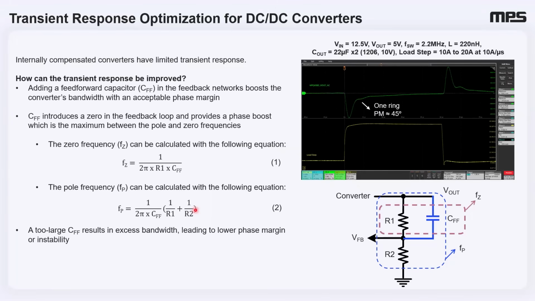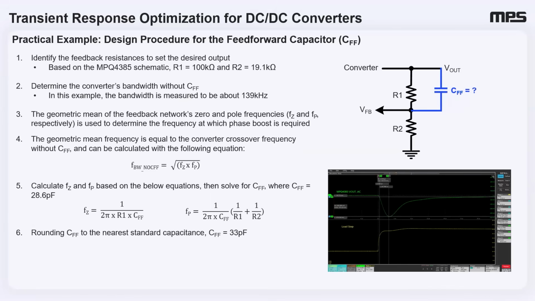It's also important to note that while boosting bandwidth is desirable using CFF, there is a limit as well. Using a CFF that's too large can lead to excessive bandwidth, which can actually degrade stability by significantly reducing the phase margin, potentially even causing oscillations. Careful design and measurements are essential to find the optimal CFF value. This slide provides a more step-by-step practical example. We'll walk through a design procedure to determine the appropriate value for CFF in a real-world scenario.